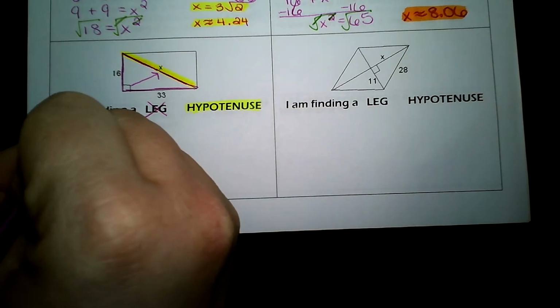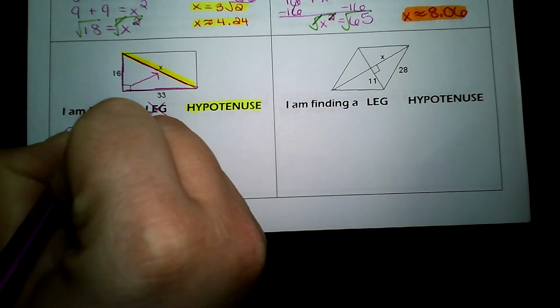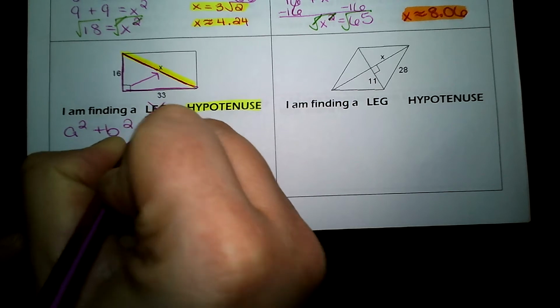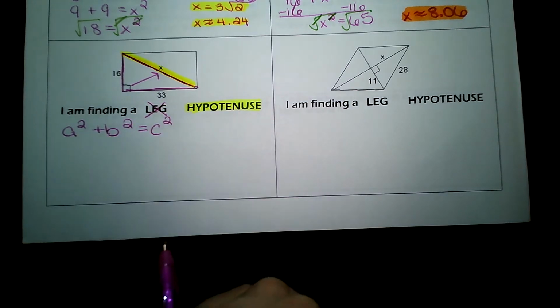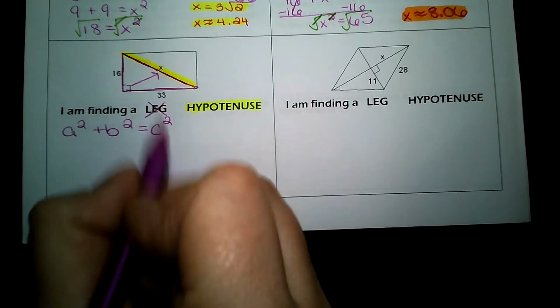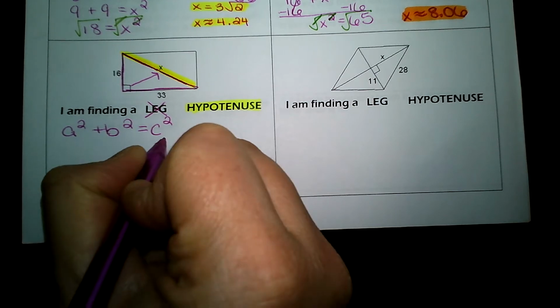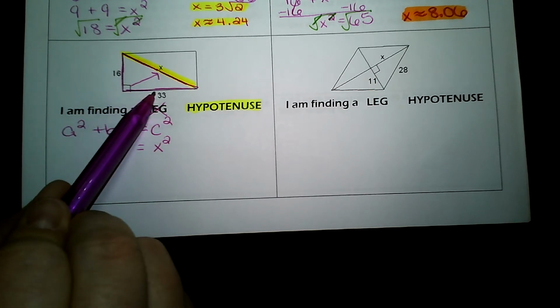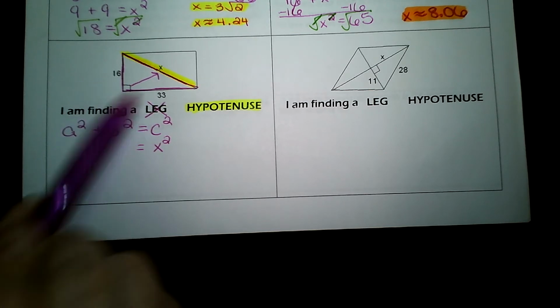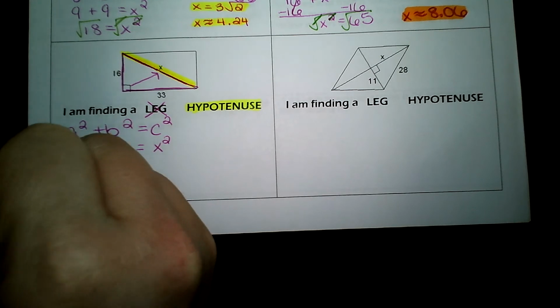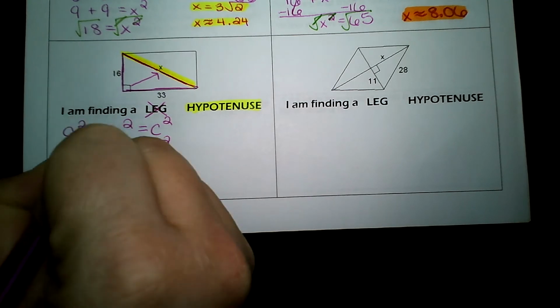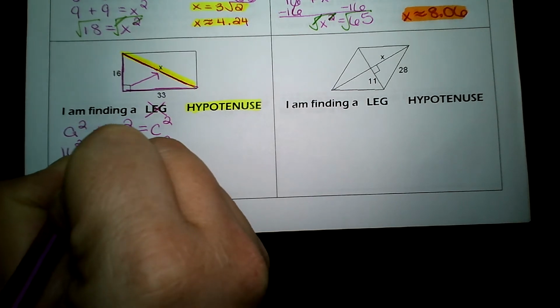And that makes a big difference about how I'm going to set up this problem. Here's my Pythagorean theorem. A squared plus b squared equals c squared. And I am trying to solve for the hypotenuse. I'm trying to solve for c. The 16 and the 33, those are the two legs. It does not matter which one you list first. I normally just go small, then medium.